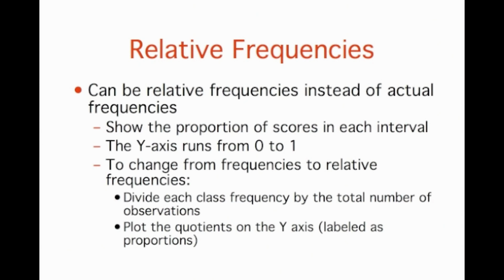Histograms can be based on relative frequencies instead of actual frequencies. Histograms based on relative frequencies show the proportion of scores in each interval rather than the number of scores. In this case, the y-axis runs from 0 to at most 1. You can change a histogram based on frequencies to a histogram based on relative frequencies by A, dividing each class frequency by the total number of observations, and then B, plotting the quotients on the y-axis, labeled as proportions.